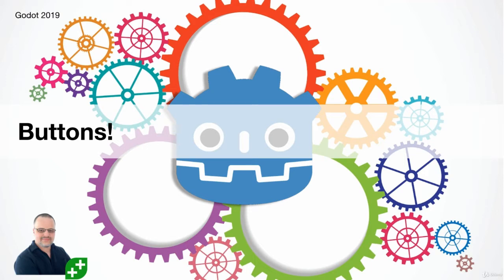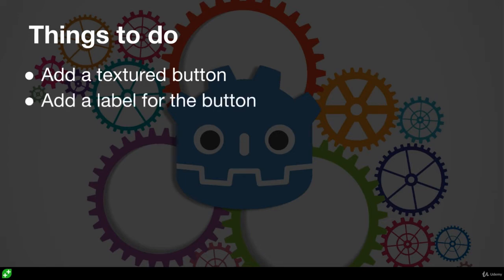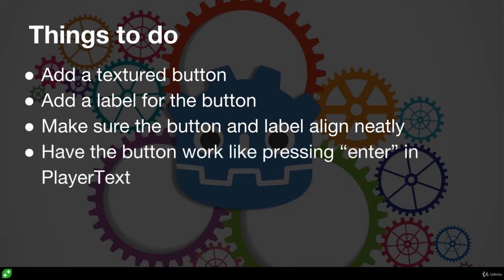All right, so if we want to add a button, let's talk about what needs to happen. The first thing that needs to happen is we're going to add a textured button. By this, I mean a button with an image on it, an image being a texture. I want to add a label for the button, something that tells the player what it does. I want to make sure that the button and the new label align neatly, right? So when I resize the screen, I want everything to look good. And I want to make sure that the button works just like pressing enter in the player text in that line edit node we made. So when I do it, it'll do the exact same functionality.